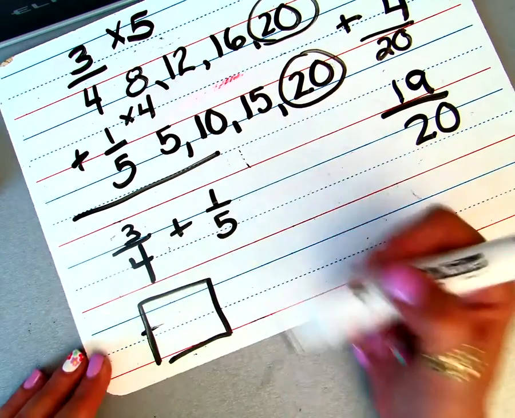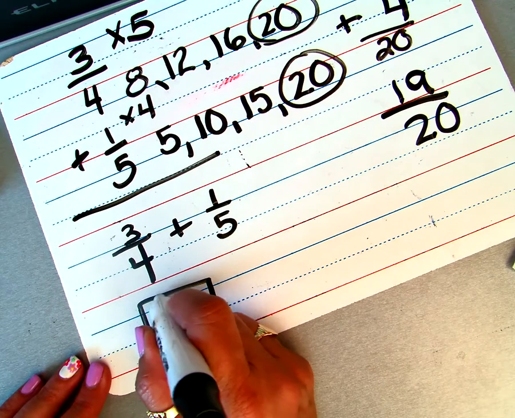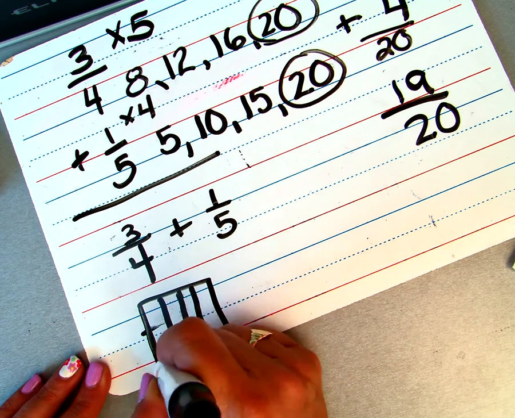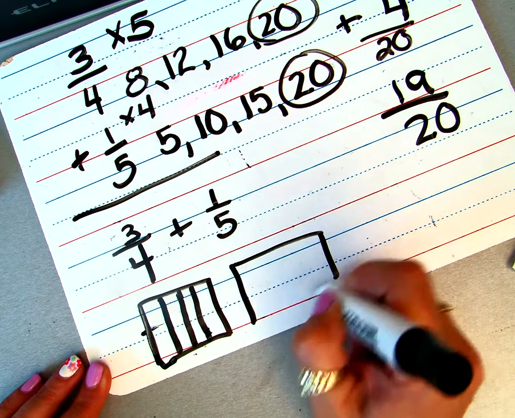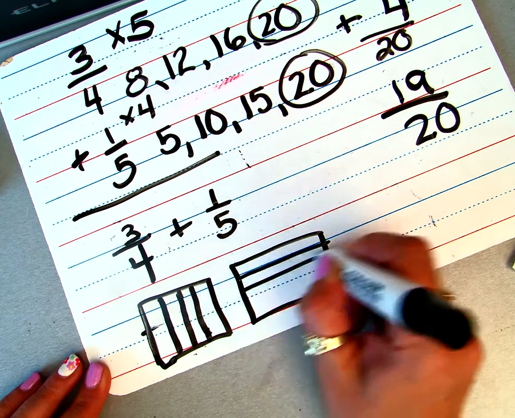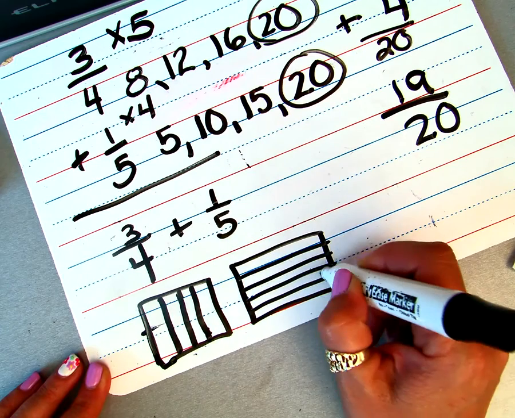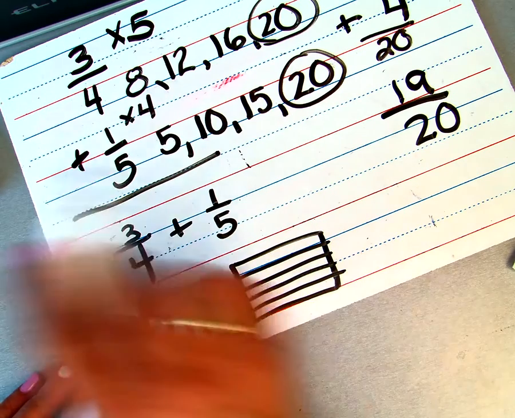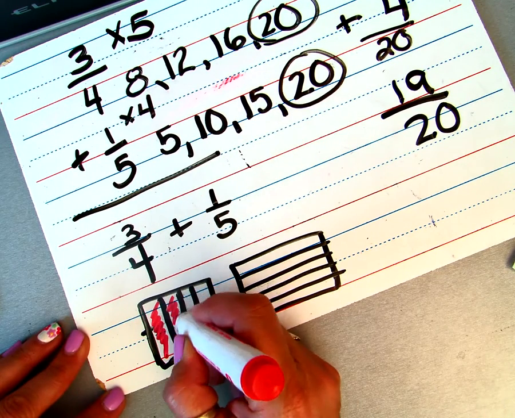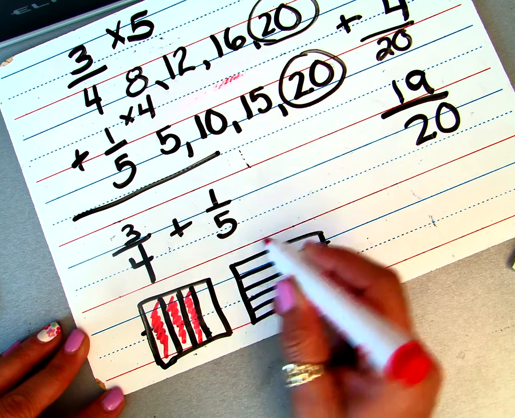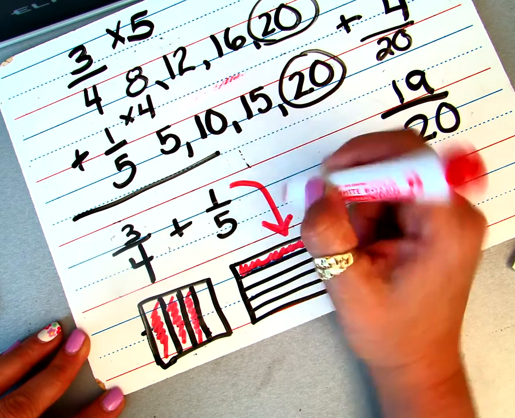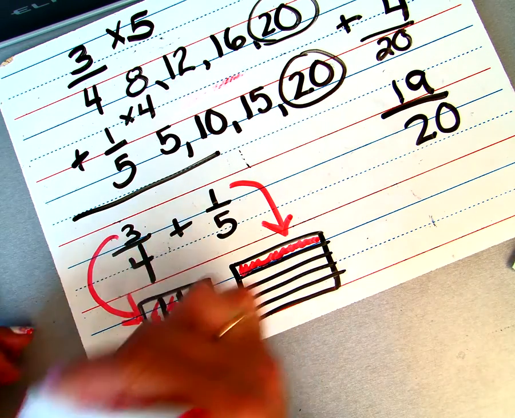First one I have to make into fourths. That's fourths. And I'm going to make this one into fifths, and I'm going to do the fifths horizontally because I did those vertically. 1, 2, 3, 4, 5. 1, 2, 3, 4. How many fourths do I need to shade in? 3. 1, 2, 3. And how many fifths? 1. This is 1 of the fifths, and this is 3 of the fourths.